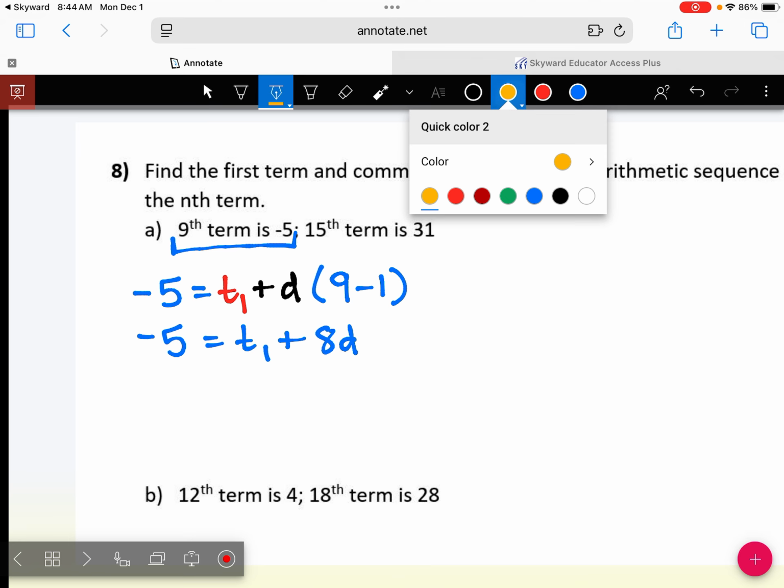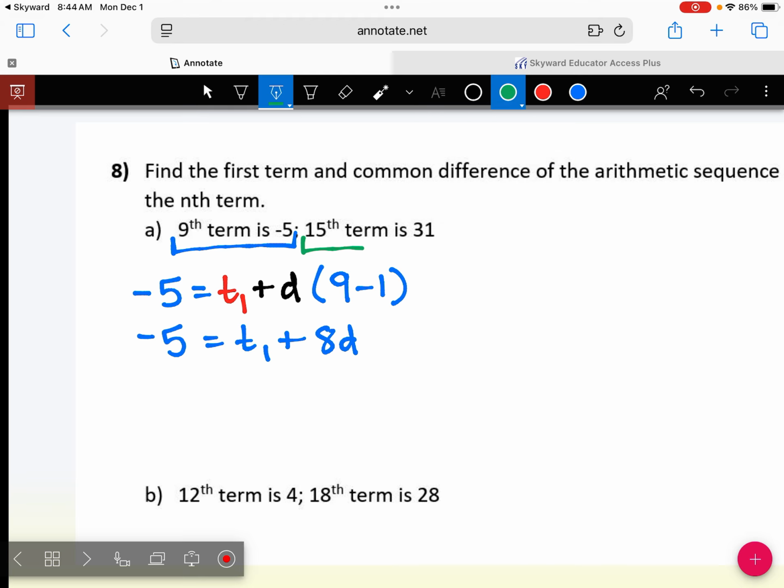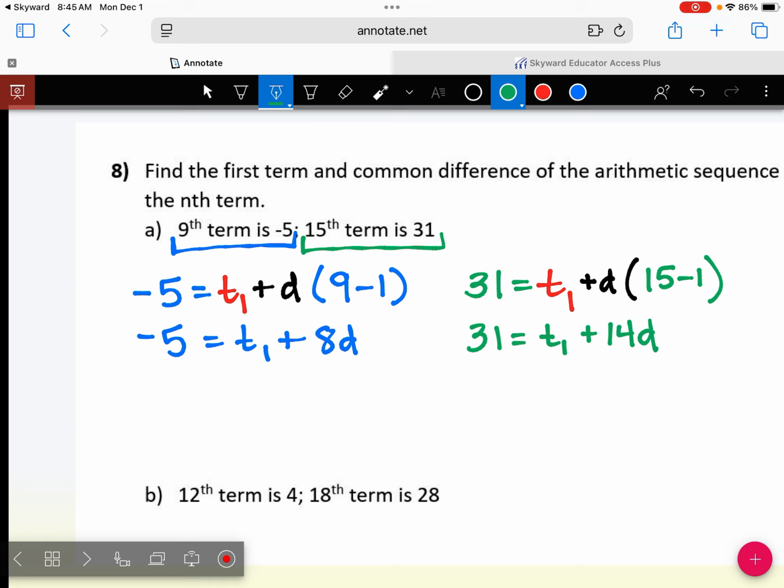Let's do the same thing for the second clue they gave us. Is that the 15th number is 31. So how would I write that? 31 equals what? T1 plus D, and what's in the parentheses? 15 minus 1. Which means that would be written as 31 equals T1 plus 14D. So this will be my system of equations.